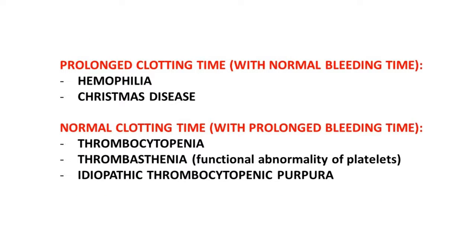Hemophilia and Christmas disease are the conditions in which clotting time is prolonged but bleeding time is normal. Thrombocytopenia, thrombasthenia, and idiopathic thrombocytopenic purpura are the conditions in which bleeding time is prolonged but clotting time is normal. Here, thrombasthenia means functional abnormality of platelets.